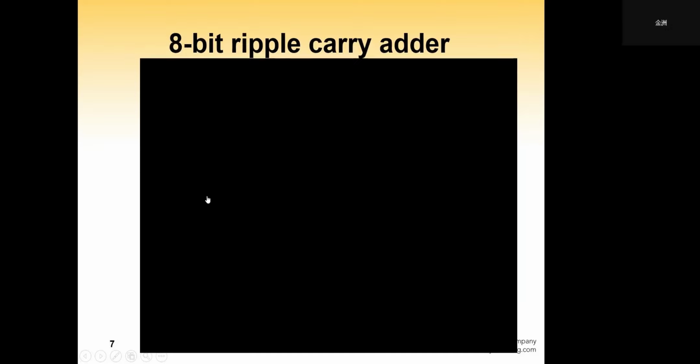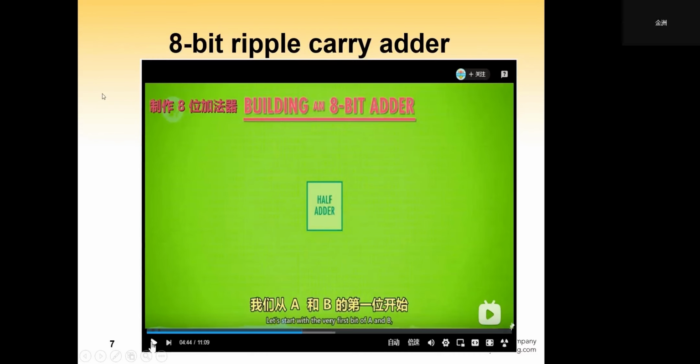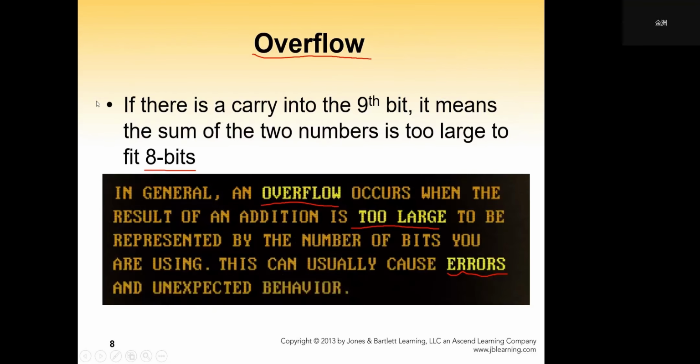Okay, so this is how we accomplish 8-bit addition. And if we have a carry for the last position, it's an overflow. That is, we cannot represent the number within these 8 bits. We have also talked about these concepts in our previous class, so I showed an example here. Firstly, the concept of overflow: if there's a carry into the 9th bit, it means the sum of the two numbers is too large to fit in 8 bits. We call it an overflow.